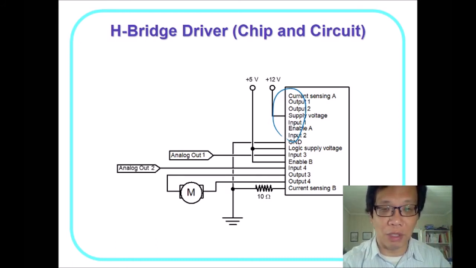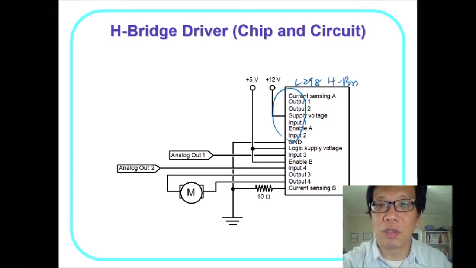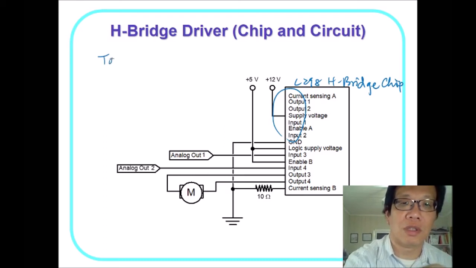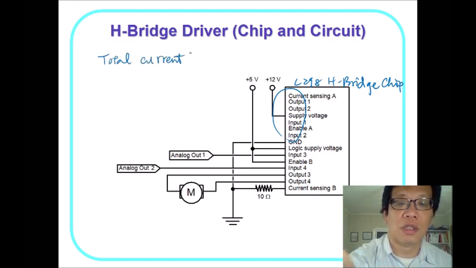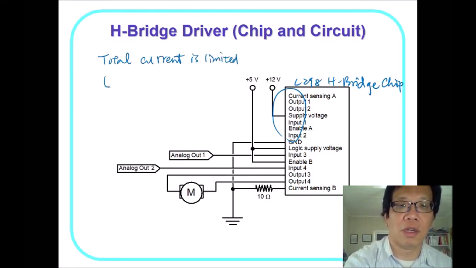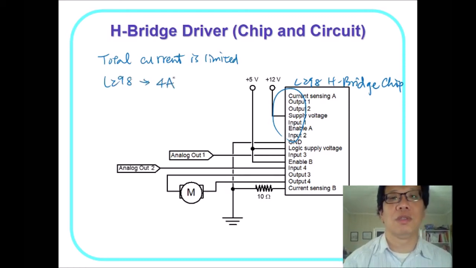But there is one thing you need to remember when you are dealing with the motor using L293D or H-bridge circuit chip. The total current is limited. For L293D, this number is 4 amp.